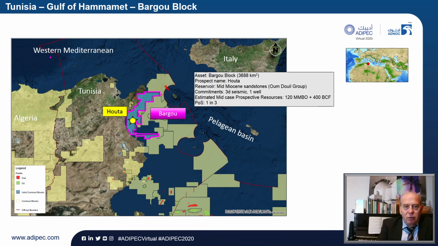Here is the location of the Hammamet Basin in offshore Tunisia. We see the outline of the asset which was analyzed, the location of the Houta prospect, and the situation in the central Mediterranean area.